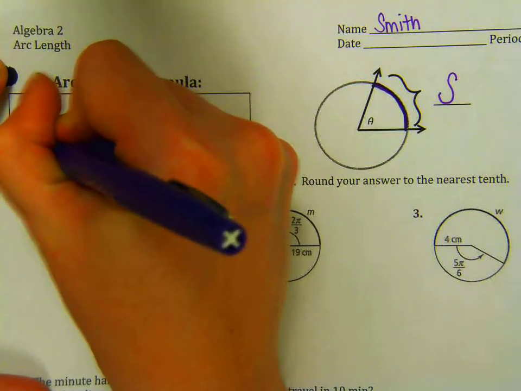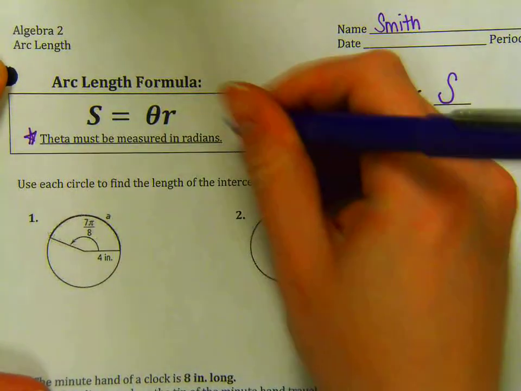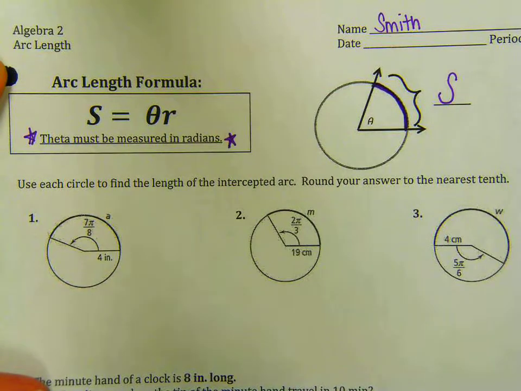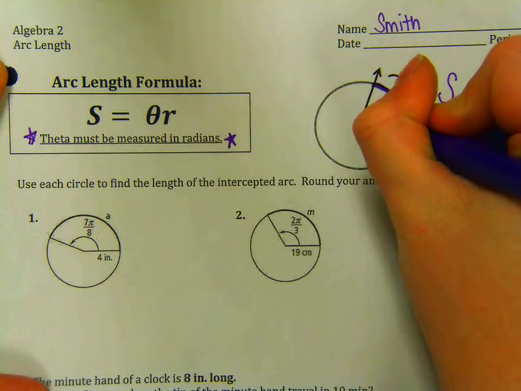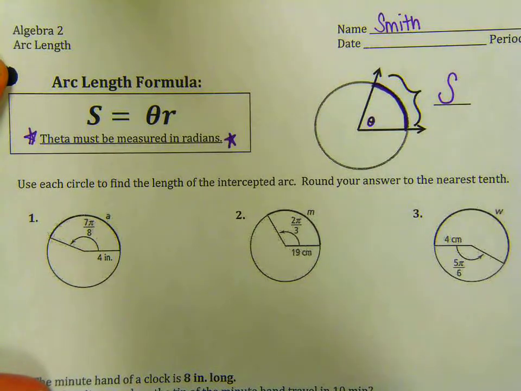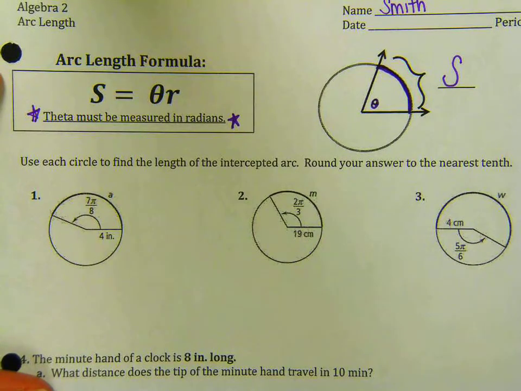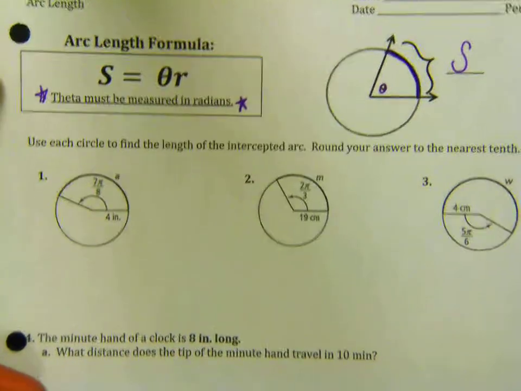You need to make sure you're starring this little statement down here. Theta needs to be measured in radians. If it's not, and it's measured in degrees, you'll have to convert it first. So if they give me theta right here in degree measure, you need to convert it to radian measure like we did last class. Most of the examples that we're in today are in radians, but that's not to say it's not going to be on a future quiz or test.